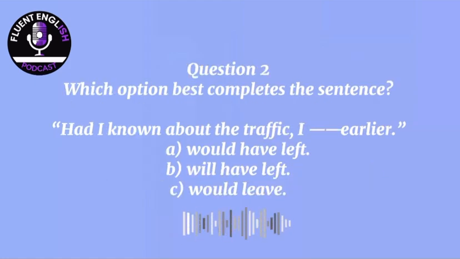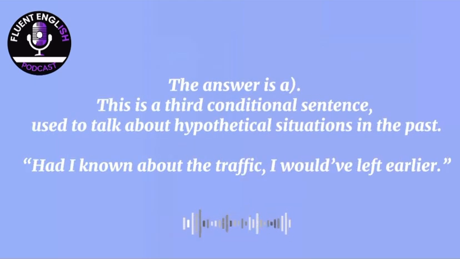Question 2. Which option best completes the sentence? Had I known about the traffic, I, earlier. A, would have left. B, will have left. C, would leave. The answer is A. This is a third conditional sentence used to talk about hypothetical situations in the past. Had I known about the traffic, I would have left earlier.